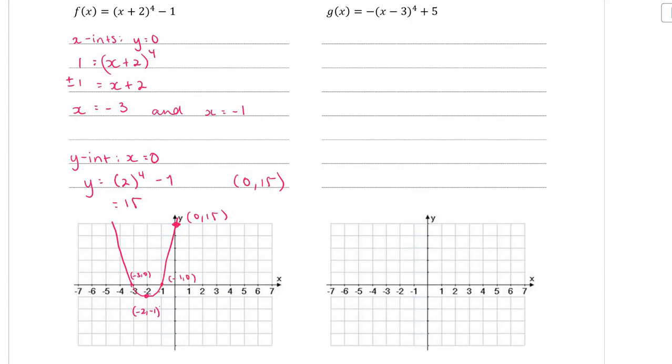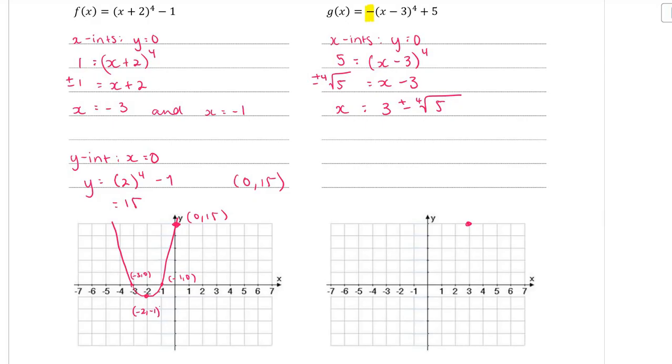Feel free to have a go at this one on the right by yourself, but we're going to follow the same rules. I'm going to find my x-intercepts, making y equals 0. So I have 5 being equal to (x minus 3) to the power of 4. So now I have the positive or negative 4th root of 5 is equal to x minus 3. So x is equal to 3 plus or minus that 4th root of 5. So we've got two x-intercepts once again, with our turning point happening at (3, 5).